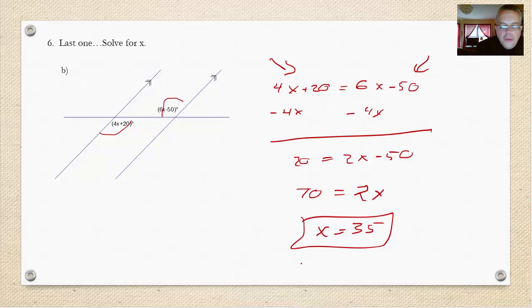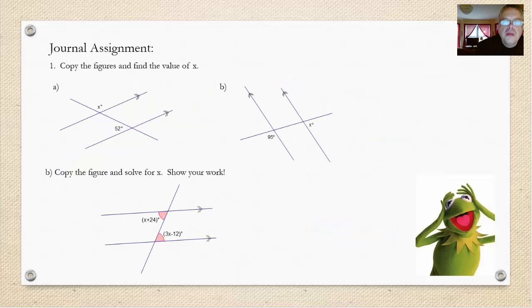All right, here we go. Time for a journal assignment. I want you to copy these figures in the diagram. I don't know why Kermit the Frog is here, but he looks happy. I think he likes angles. So copy the figures and find the value of x. Then on the bottom one, copy the figure and solve for x. You're going to have to determine whether these angles are congruent or supplementary and write the right equation.